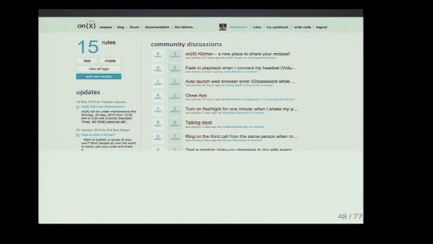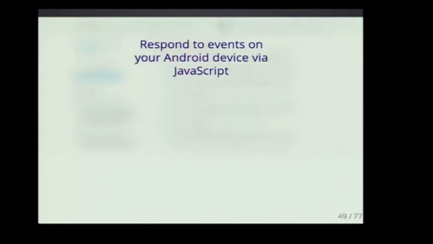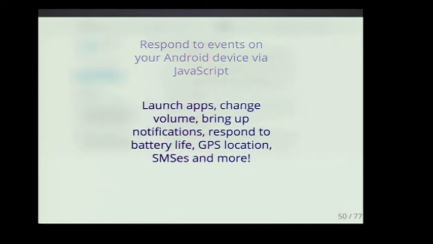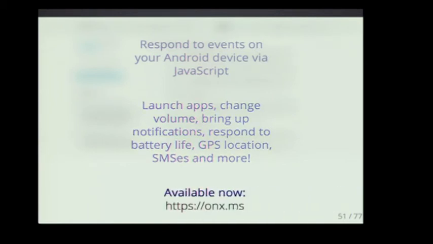So Onyx lets you respond to events on your Android device via JavaScript. So if you get texts, you want to launch apps, change the volume on your phone, respond to battery life, GPS location. So you can do fun stuff like, if I get home and I hit my Wi-Fi network, turn on all my lights if you connect it up to a Ninja block. I'd say it's still limited a little bit, but they are adding more stuff to the API as time goes on. That's available now at onyx.ms.